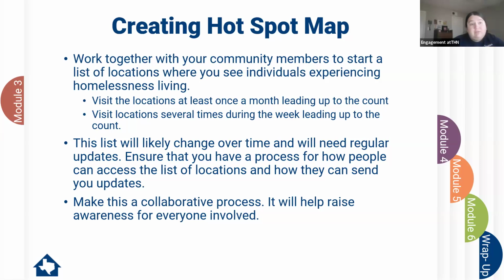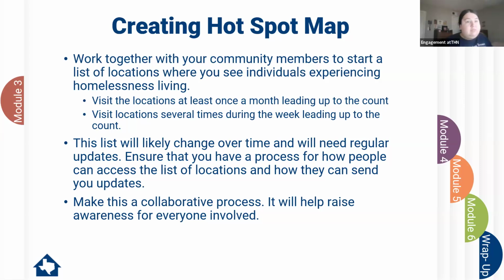You can even look at the data from past years to figure out what populations you're seeing. If you're seeing more youth, they might be in more secluded areas. If you're seeing more families, they might be more likely to stay near a shelter. And if you're seeing more single adults, they might be more visible out on the streets. A lot of things to consider. No one size fits all solution for this.